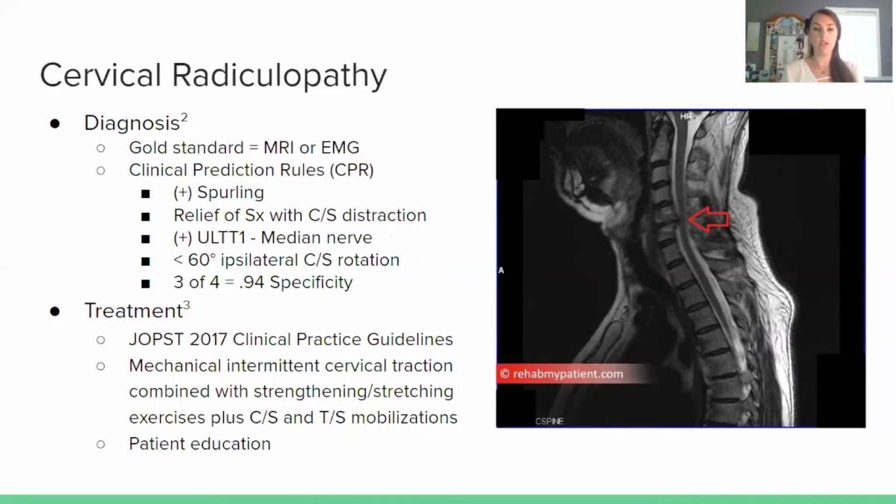For treatment, JOSPT released clinical practice guidelines in 2017. And what they found to be most beneficial was mechanical intermittent cervical traction combined with strengthening and stretching exercises, plus cervical and thoracic mobilizations. And as always, they emphasize the importance of patient education.